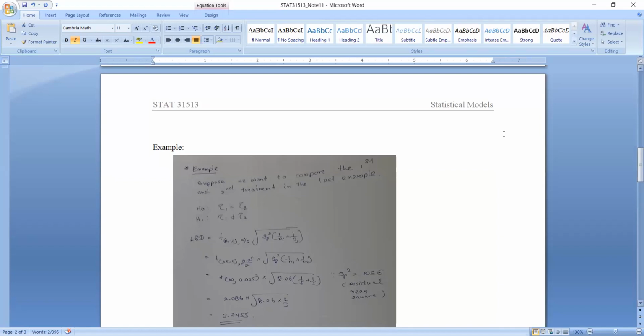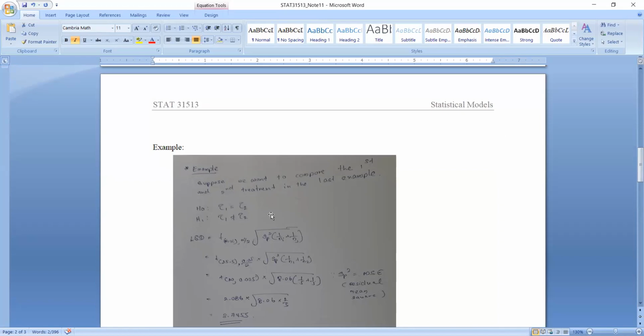So we found that mean square error is 8.06. So let's say we want to compare the first and the second treatment in the example. When you write your hypothesis, you have to write down H naught as τ1 equal to τ2 and H1 is τ1 not equal to τ2. So first thing you can do is calculate your test statistic.